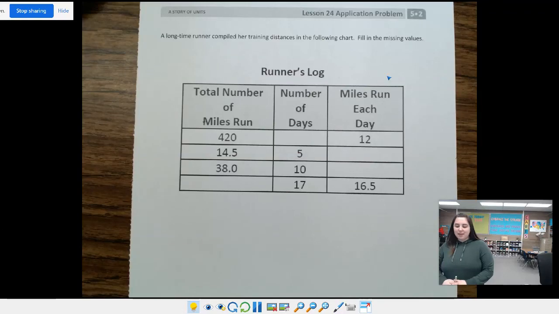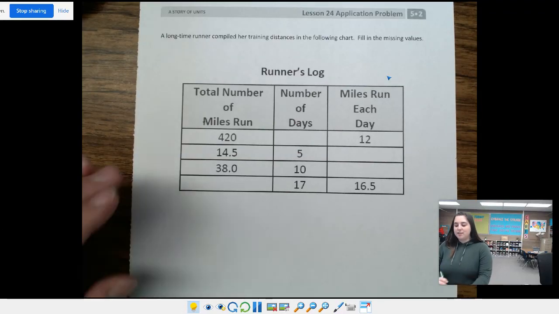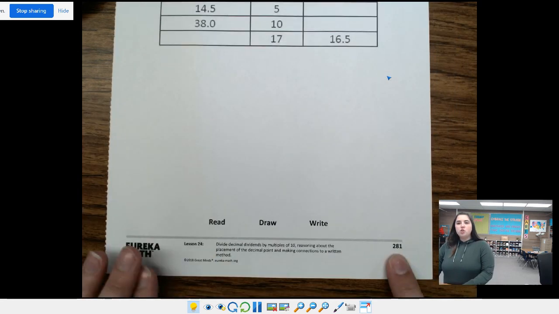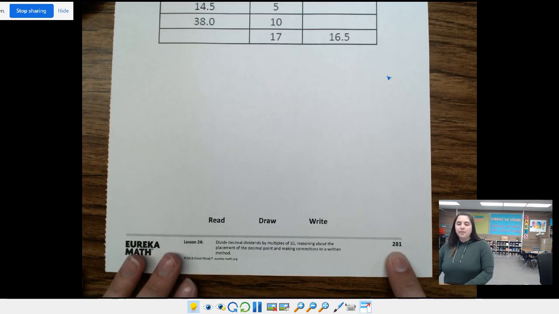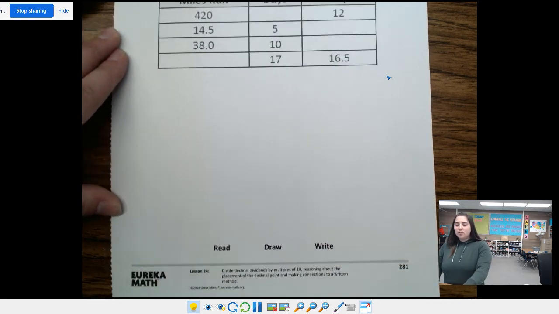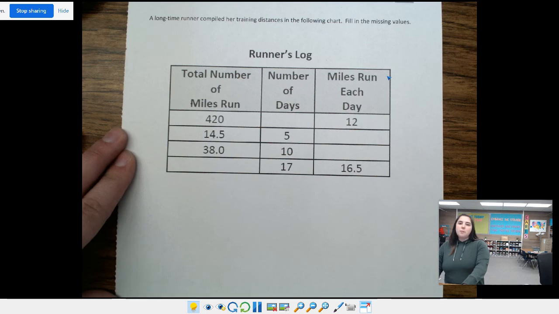Hi, everyone. This is a very good problem today. So find your lesson 24 application problem. It is on page 281. And if you don't have your page, that's okay. You could use your whiteboard. You could use a piece of paper.